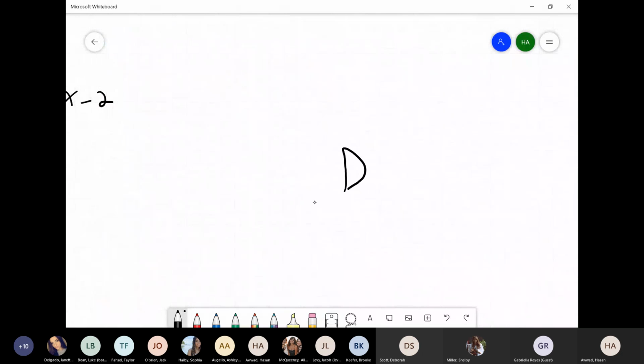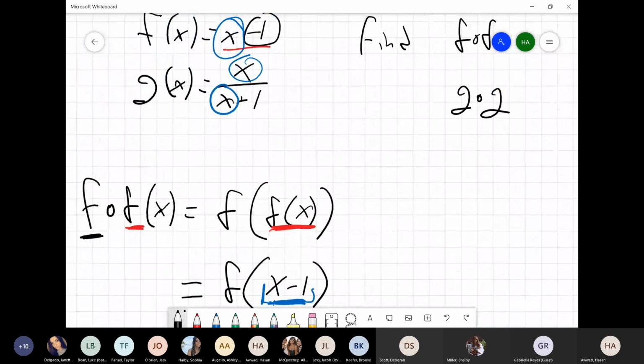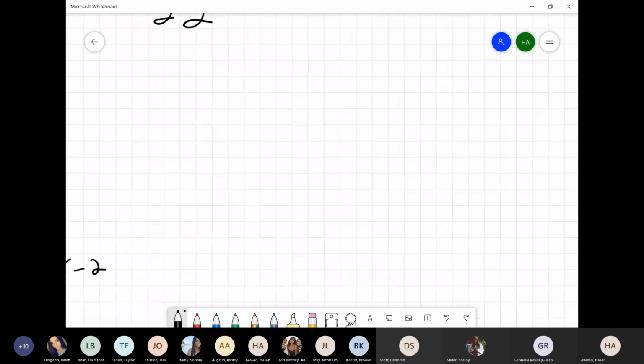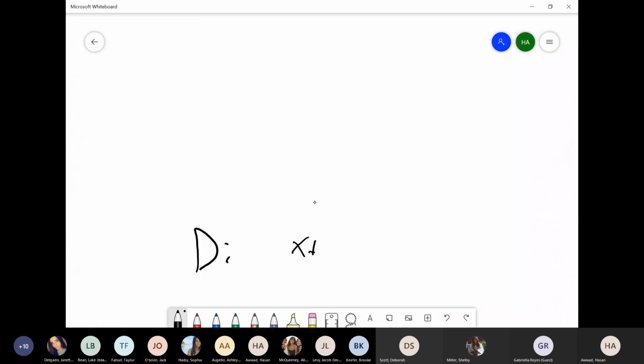Domain of g of x, which I'm going to abbreviate as just domain with just a d, right? So domain of g of x, well, we look at g of x and we ask ourselves, where is the problem? What could happen here? There's no even roots, so that's out, but it is a fraction, so you have to care about the denominator. So we set our denominator equal to 0. So x plus 1 is equal to 0. Solve for x. x is equal to -1.